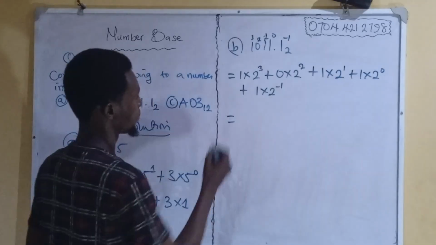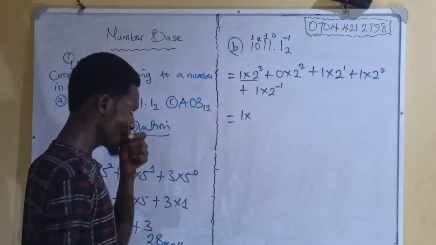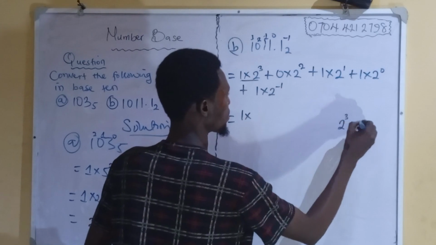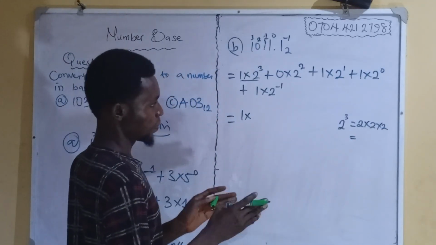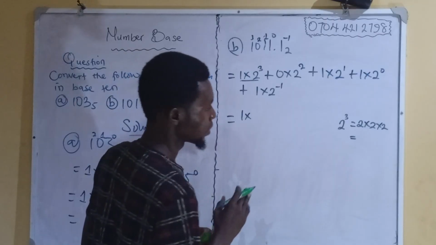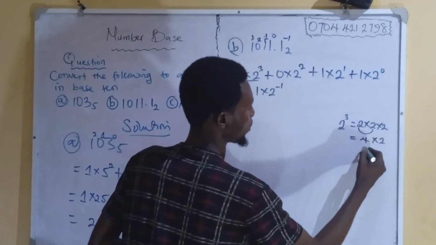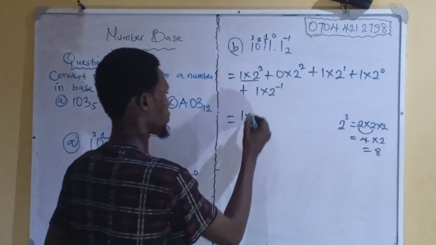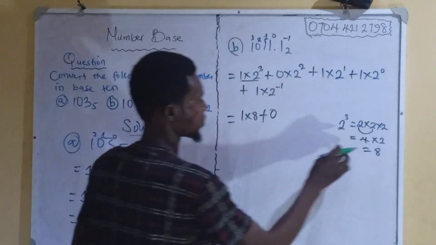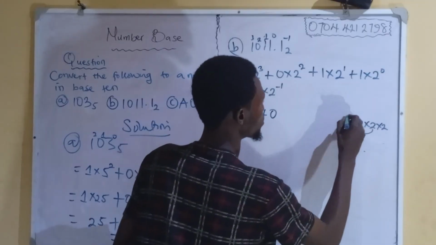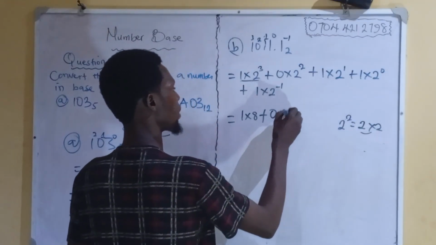So what you have next is to simplify the powers. So you will have 1 times 2 raised to the power of 3, which means 2 multiplied by itself 3 times: 2 times 2 is 4, and if you multiply the 4 by 2, you have 8. So over here you have 8, and then plus 2 raised to the power of 2 is 2 times 2, and that is 4. You have here times 4.